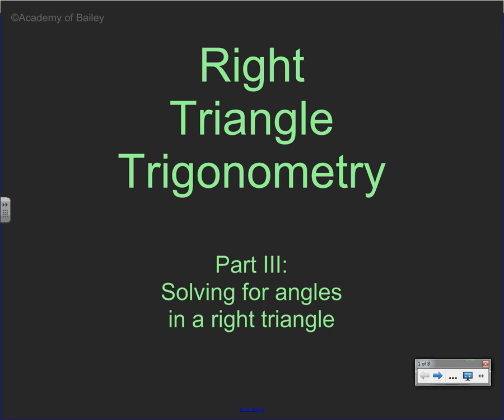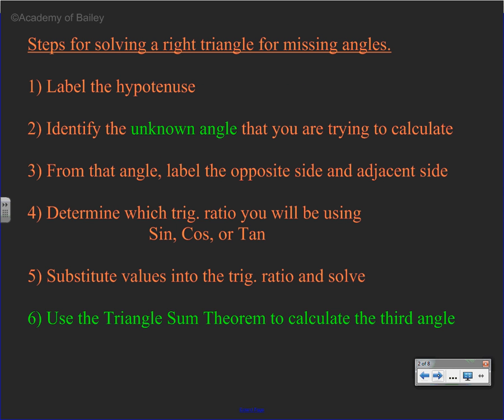video one talked about the formulas and labeling the sides of the triangle. Part two talked about finding missing side lengths. If you're given an angle and one side length, you could find the other two missing side lengths using sine, cosine, or tangent. And then this video talks about finding two angles. If you're given two side lengths, you can find the angles of the triangle from that.